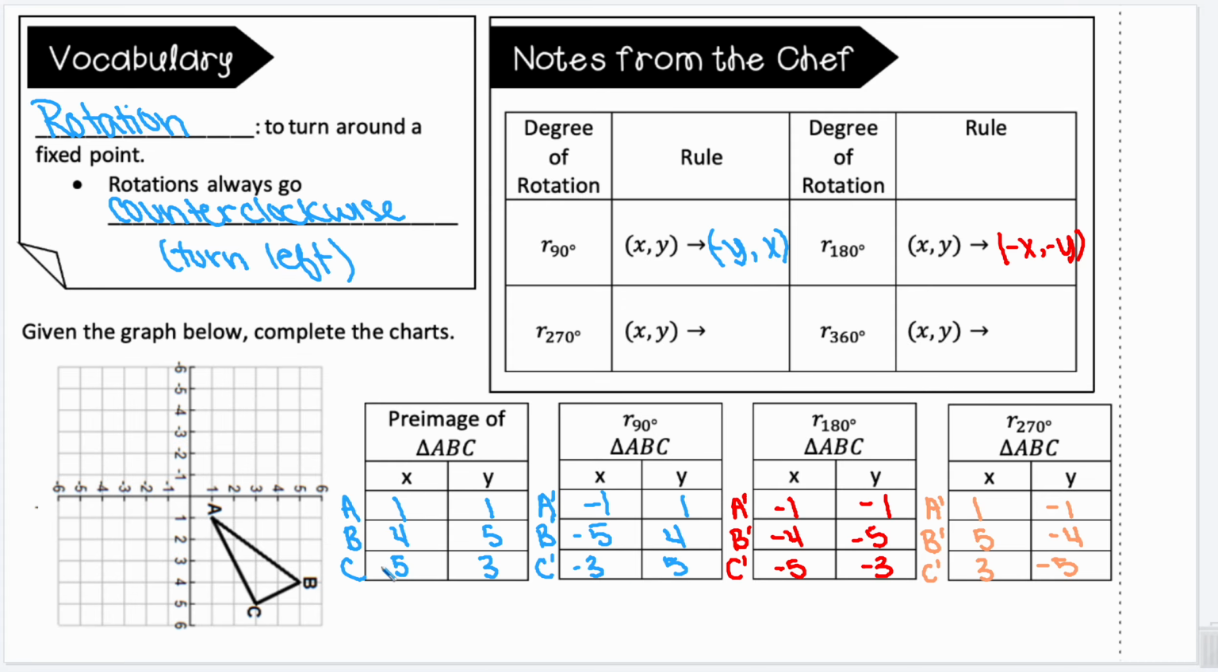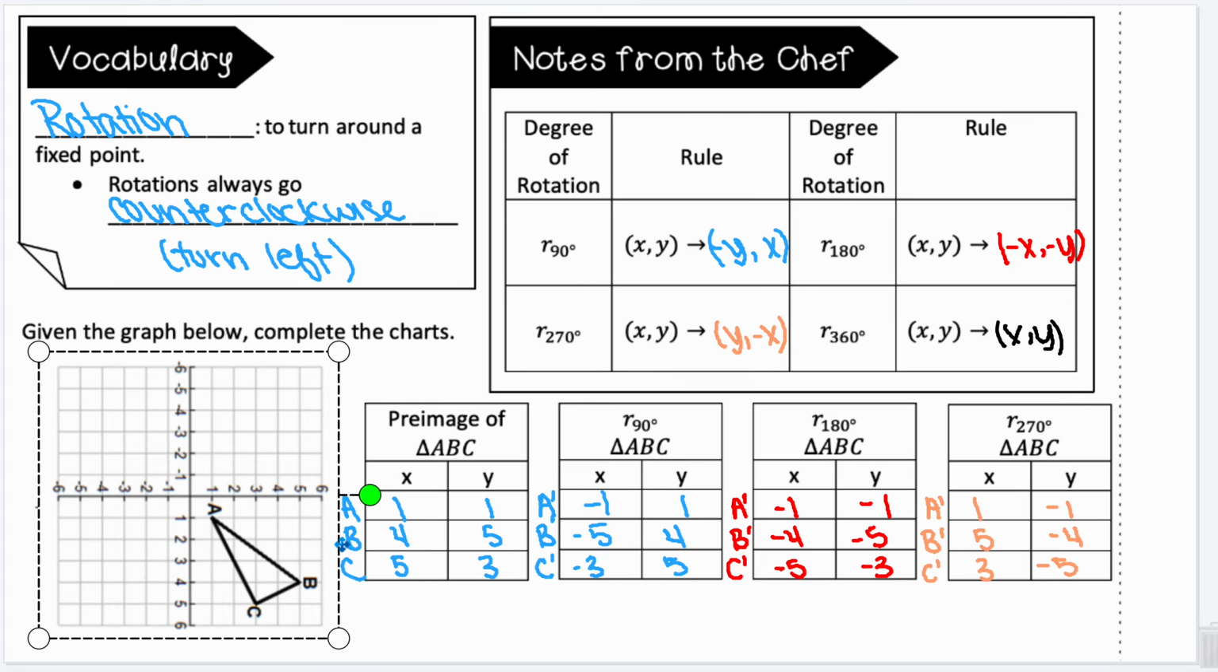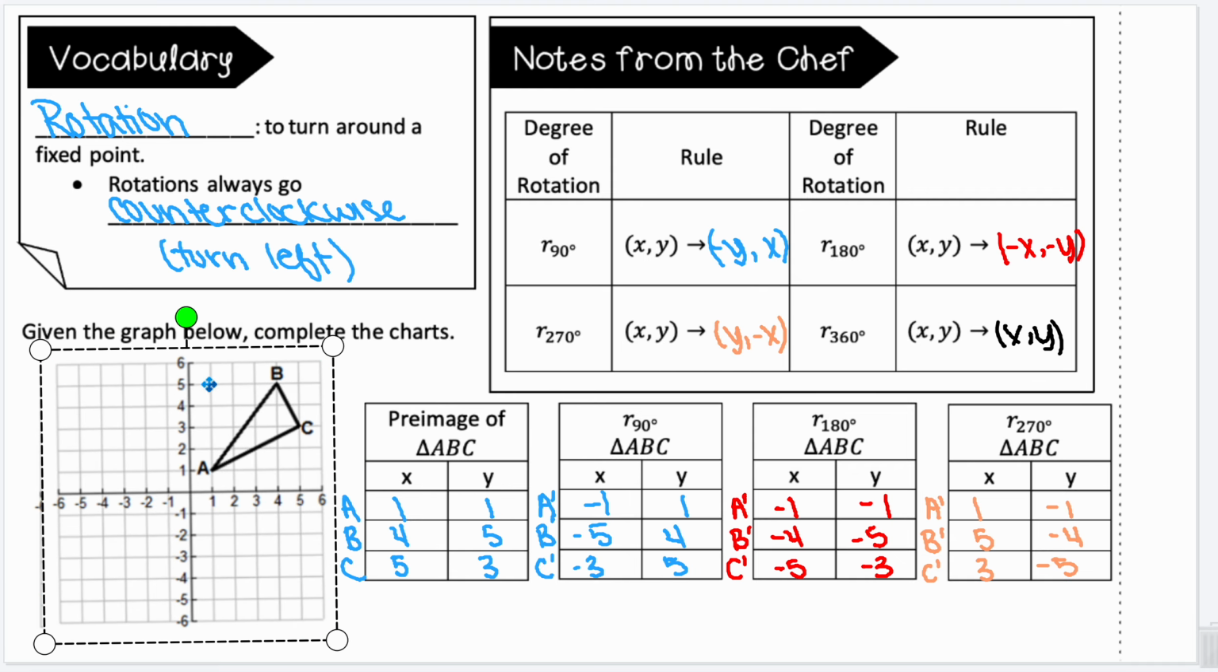So what happened between these two? Well, they switched places because the 3 is now first, and whatever this value was became negative. So we call that a Y, -X. A rotation of 360 just keeps that point the same, so it's X, Y. Again, you don't need to memorize these rules. I personally would plot and then turn my paper.